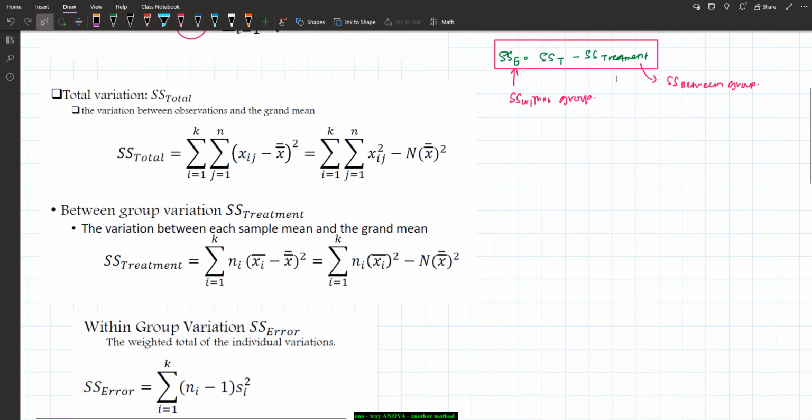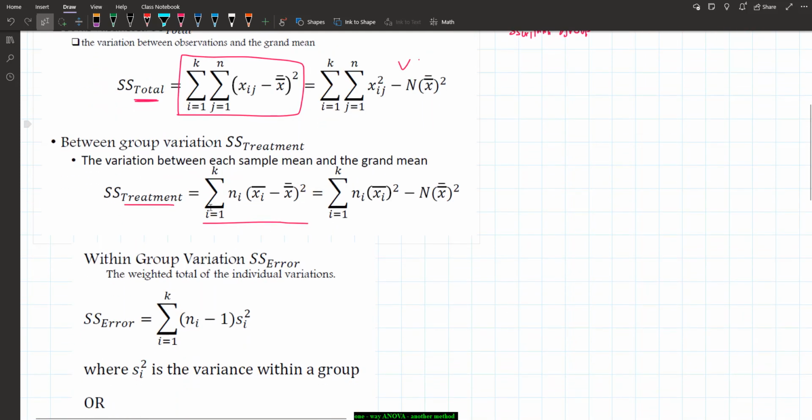So this is the formula that I already emphasized just now. Previously we looked at this one. Now in this video we look at the first formula, summation of Xij minus X bar bar, squared. This is for sum of square total. For sum of square treatment, summation of n multiplied with X bar minus X bar bar, then we square. And then for sum of square error, it is summation of ni minus 1 multiplied with si squared.